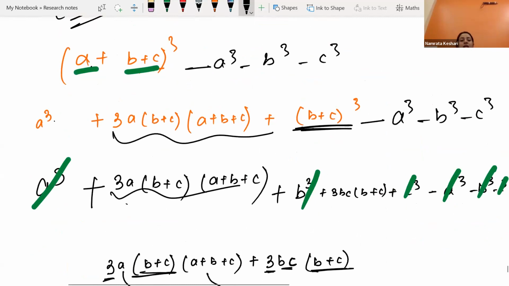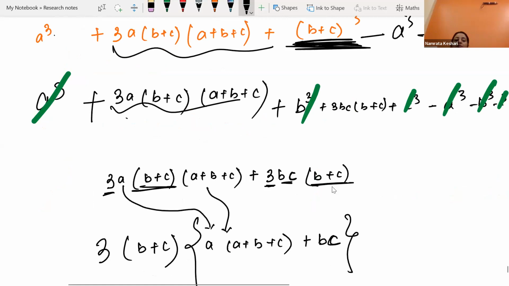Now we have done the expansion. The middle one we have not applied the distributive property because we understand that it will be huge. So we are keeping it as it is, and we are just trying to eliminate this b cube, c cube, all will just cancel out each other. So that's why we are just expanding this b plus c whole cube, and then we are proceeding. So we are left with this middle term 3ab plus c and all, and here we are left with this 3bc b plus c term.